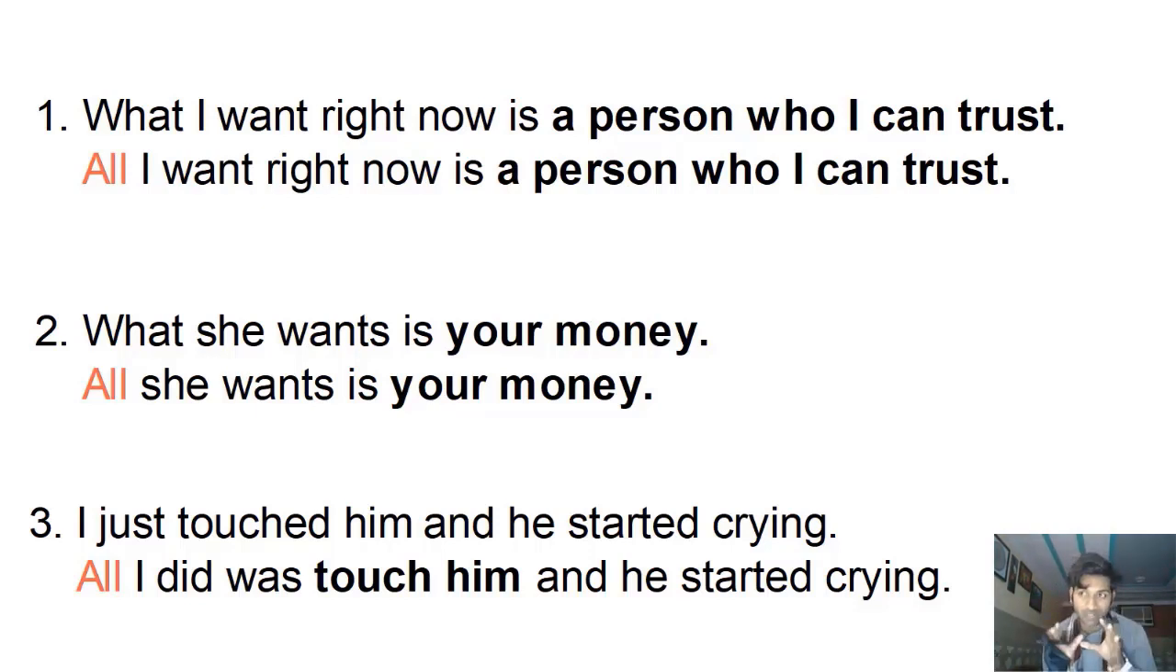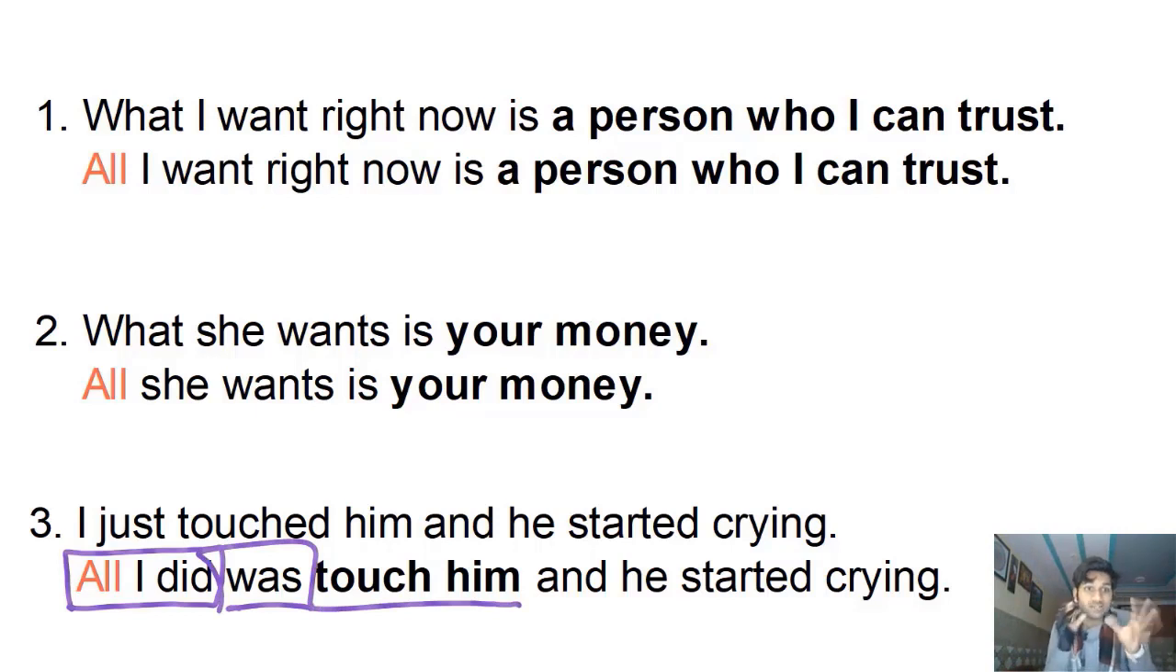Now, you can focus on your lesser involvement using the word "all," using an all-cleft sentence. You can say, "All I did," this is a dependent clause, "all I did was touch him." This is what I did. Like, this is all I did. All I did was touch him and he started crying.